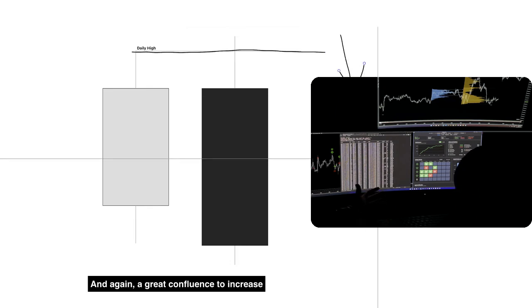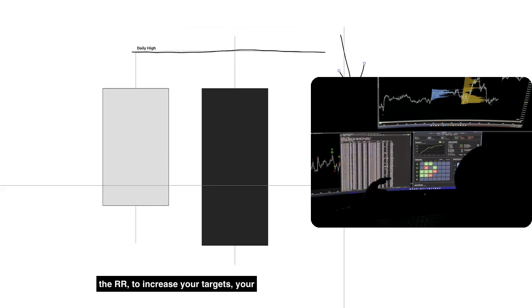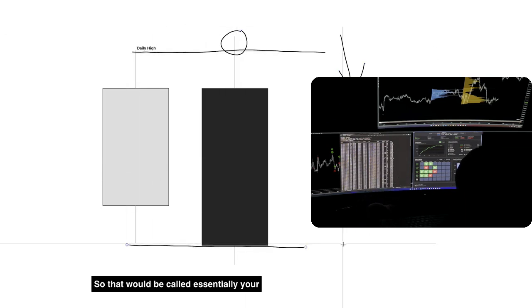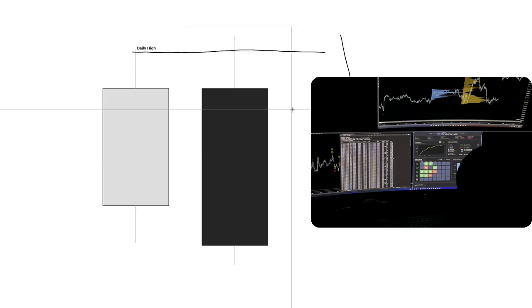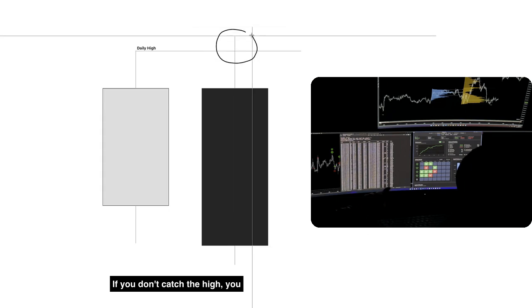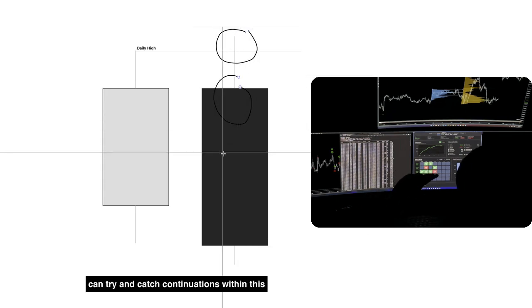And again, a great confluence to increase the RR, to increase your targets, your profits as much as possible, is you can actually look to try and target previous daily low. So that would be called essentially your daily to daily kind of play. And don't be alarmed. Don't feel FOMO. If you don't catch the high, you can try and catch continuations within this candle.